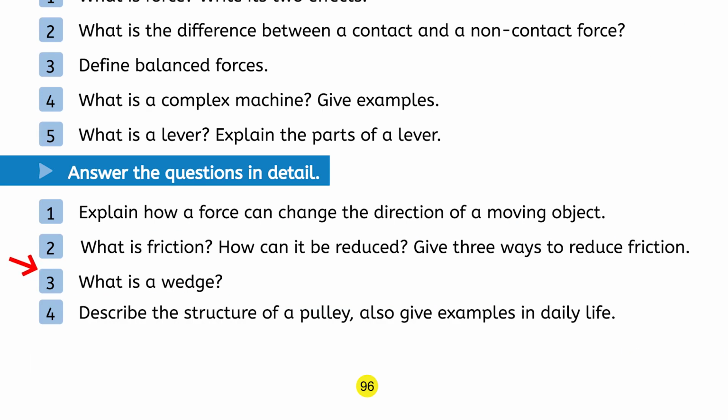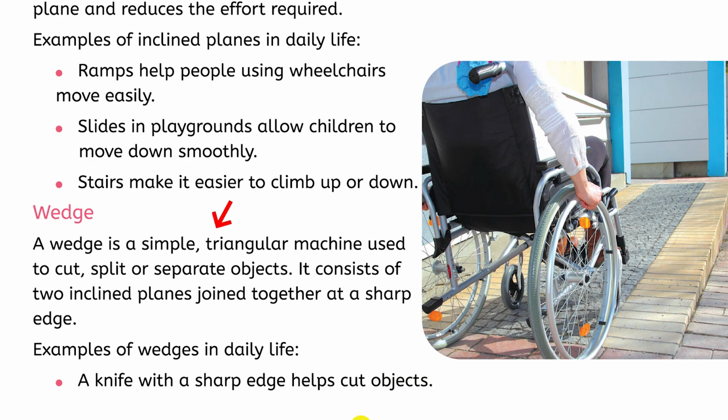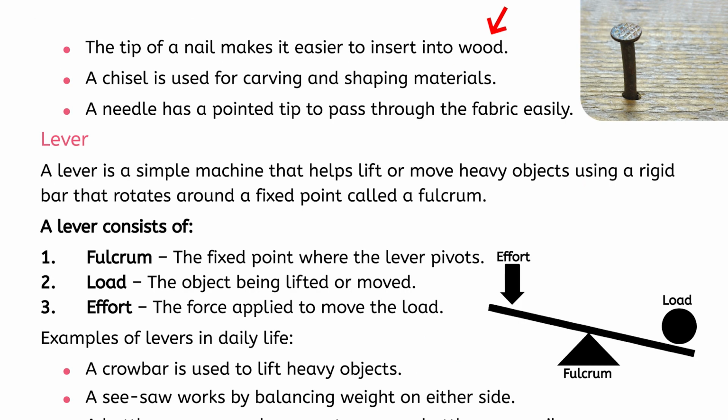Question number 3. What is a wedge? A wedge is a simple triangular machine used to cut, split, or separate objects. It consists of two inclined planes joined together at a sharp edge. Examples of wedges in daily life. A knife with a sharp edge helps cut objects. The tip of a nail makes it easier to insert into wood. A chisel is used for carving and shaping materials. A needle has a pointed tip to pass through the fabric easily.